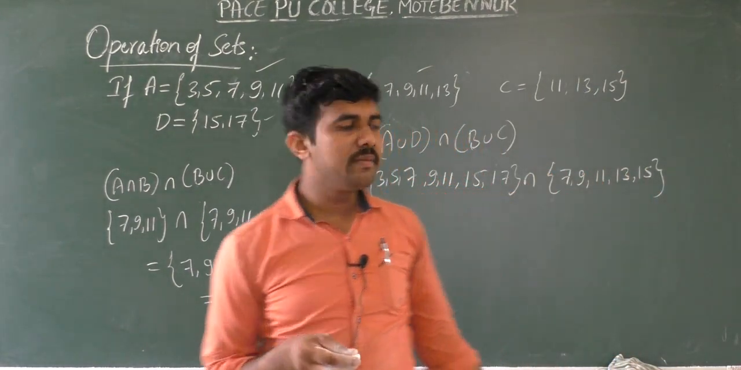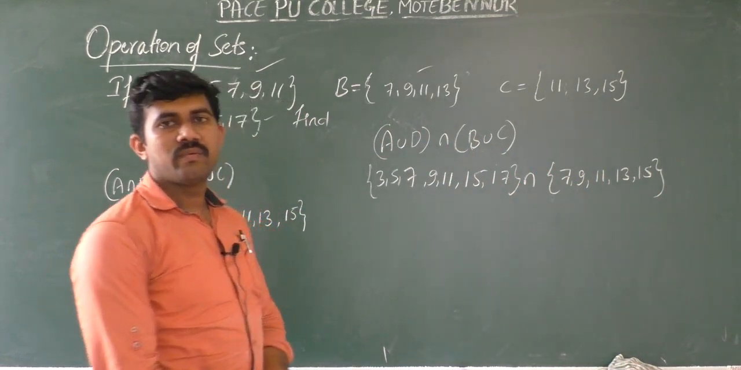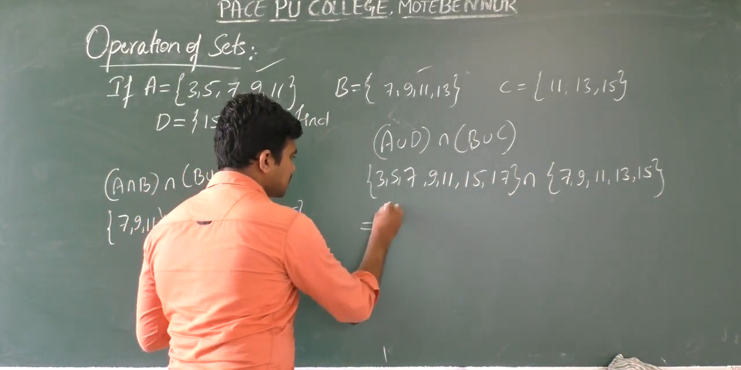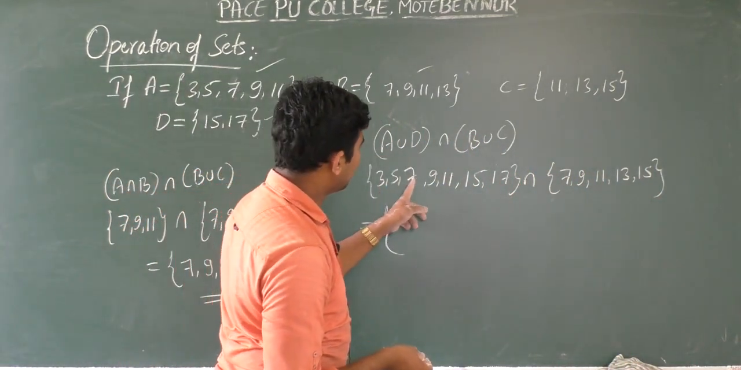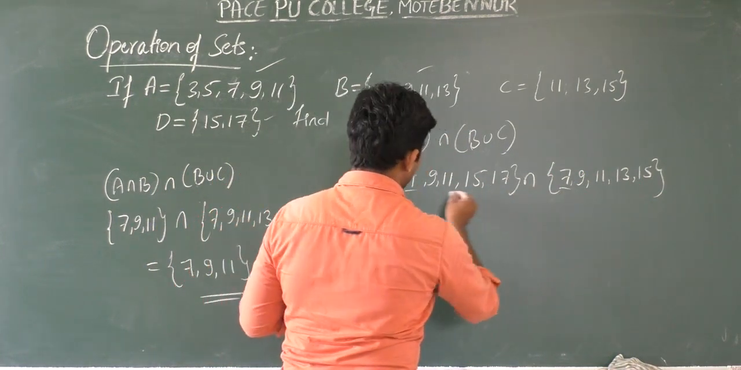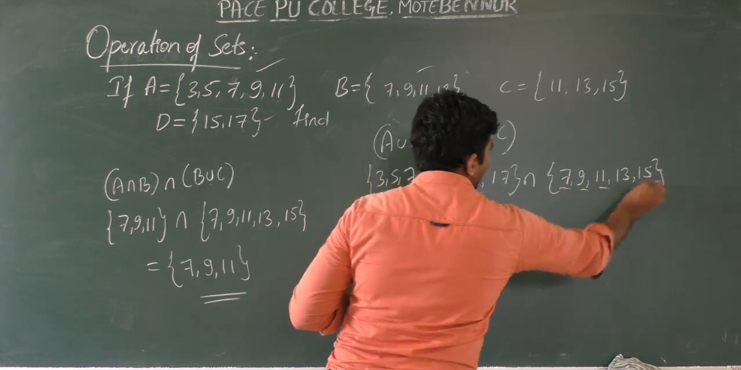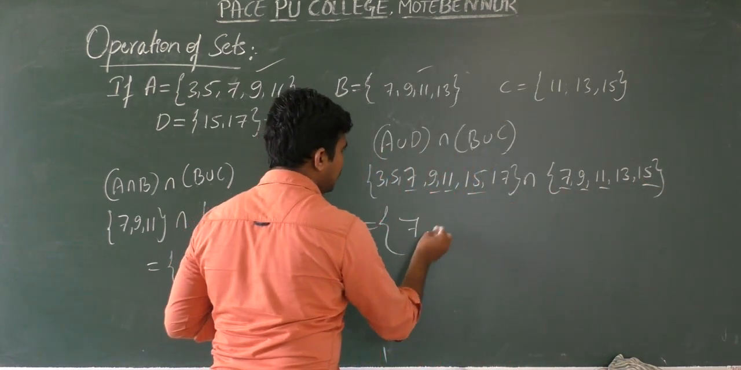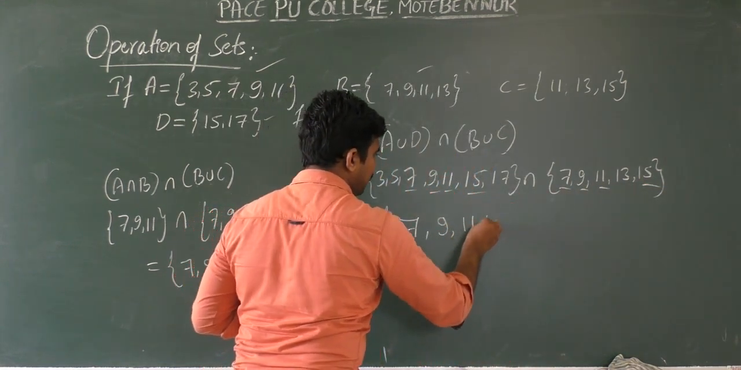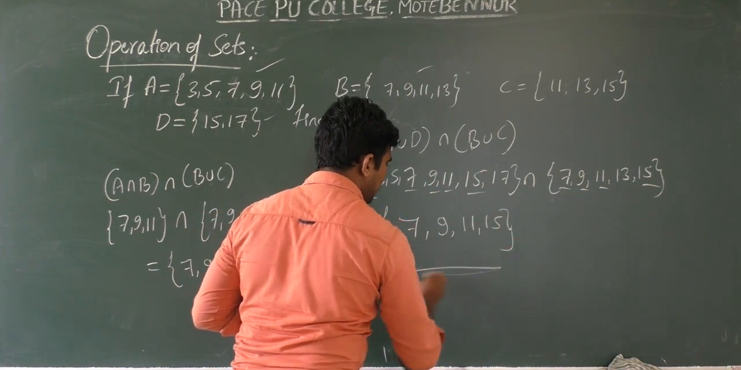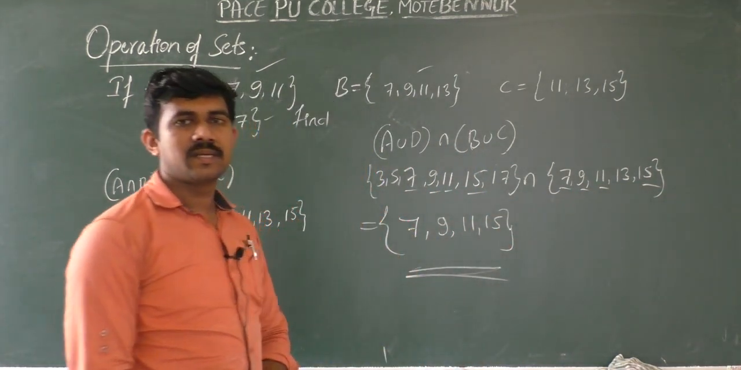Now what are the common elements in these two sets? 7 is common, 9 is common, 11 is common, 15 is common. So 7, 9, 11, 15. This is nothing but the intersection of the two sets.